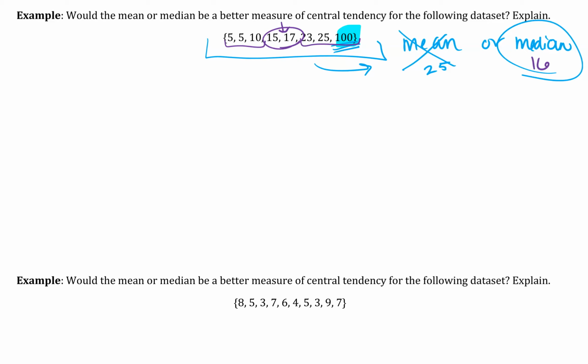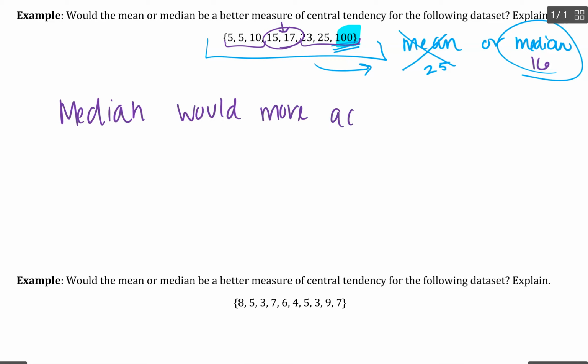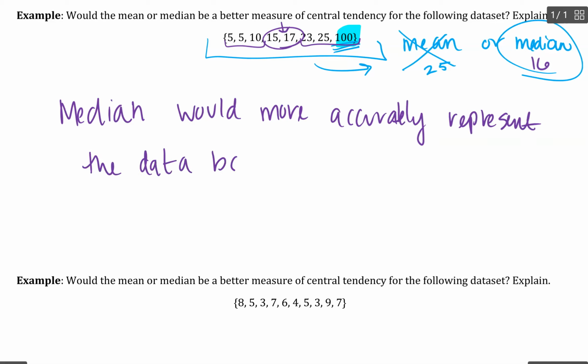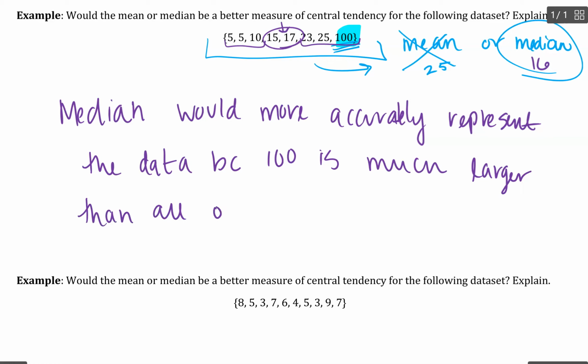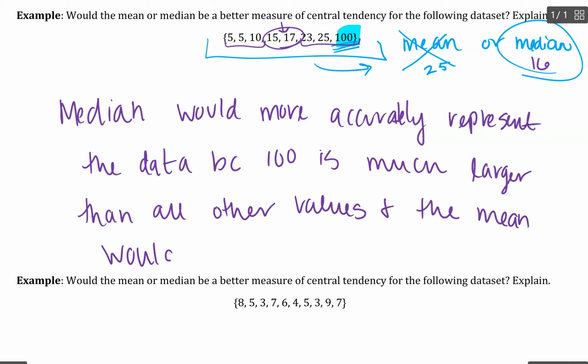So let's write down our justification. So the median would more accurately represent the data because 100 is much larger than all other values, and the mean would skew to the right, meaning it would come out quite a bit larger than we want it to.